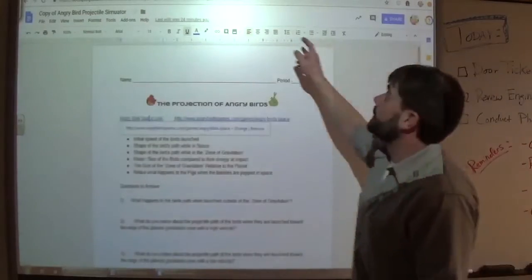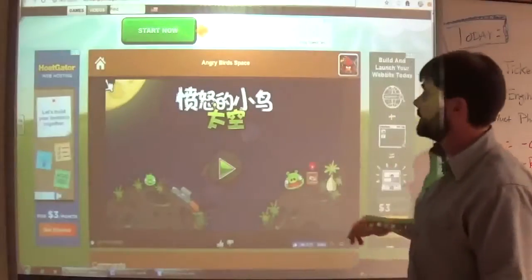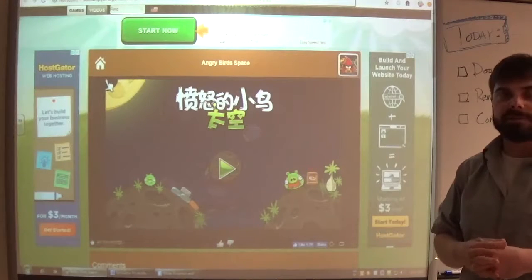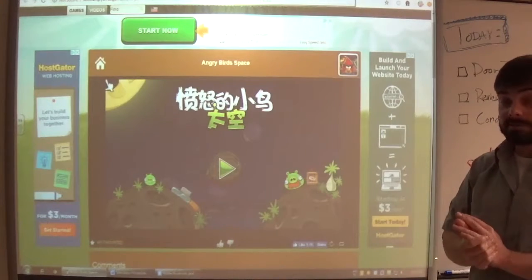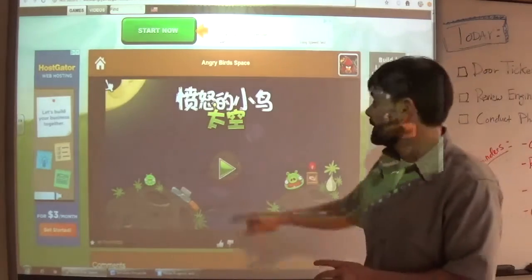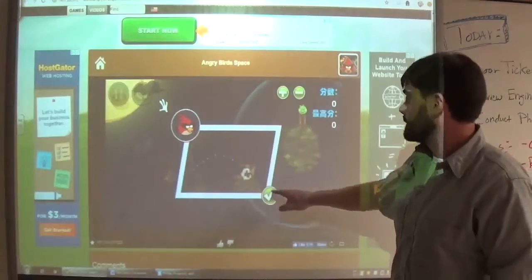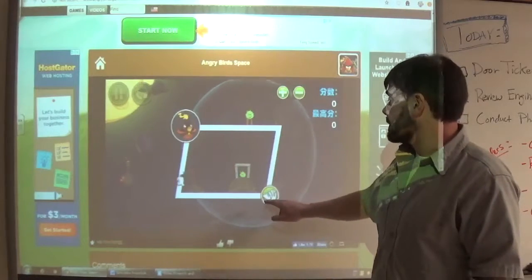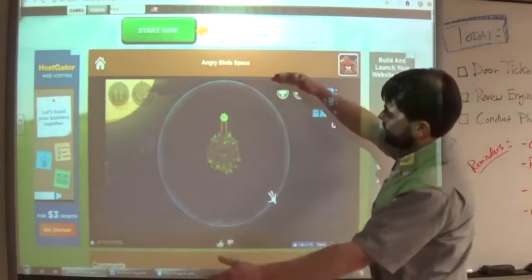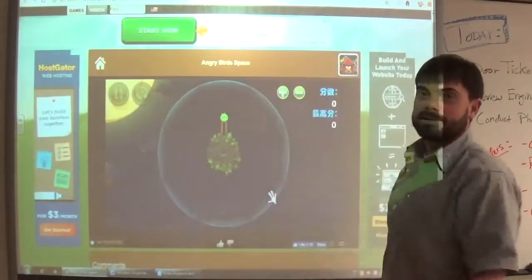When you open up Angry Birds Space, it will look something like this. If you have difficulties loading this, you can maybe search. There are a lot of free versions of Angry Birds Space, but please make sure you're playing Angry Birds Space, because when you get inside some of these levels, the whole idea is that you see how objects orbit. There is a zone of gravitation, as I call it.